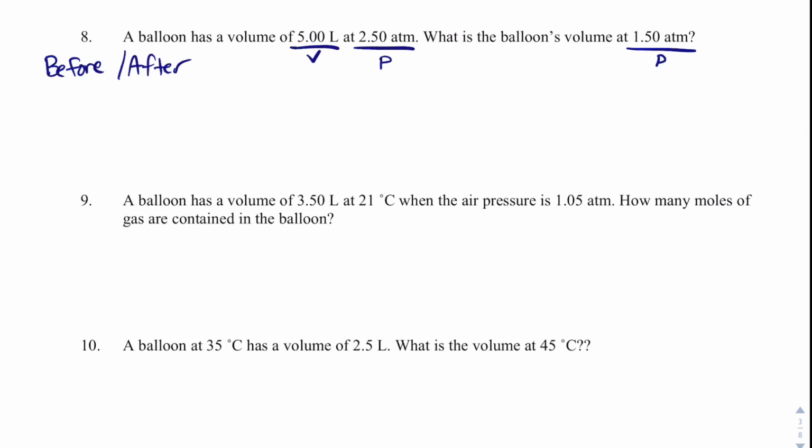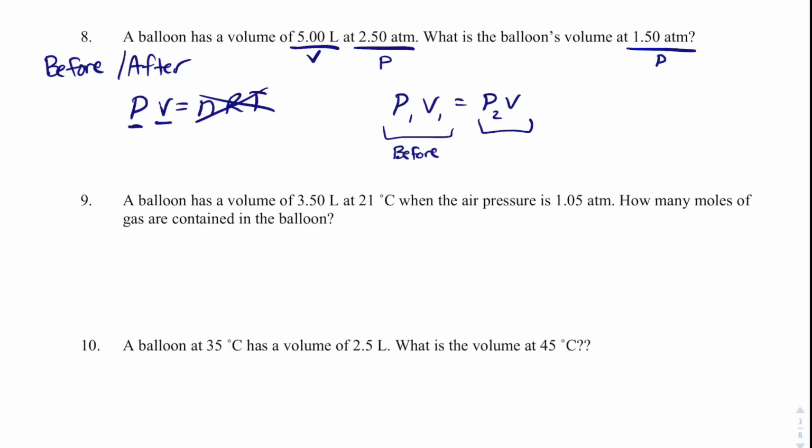There's a couple ways to do this. One is to say, okay, our ideal gas law is PV equals nRT. We've got pressure and volume. We're not dealing with moles, R, or T, so our equation would be P1V1 equals P2V2, where our left-hand side is our before situation, marked with 1s, and our right-hand side is marked with 2s, and those are our after situations. That's one way to come up with the formula.